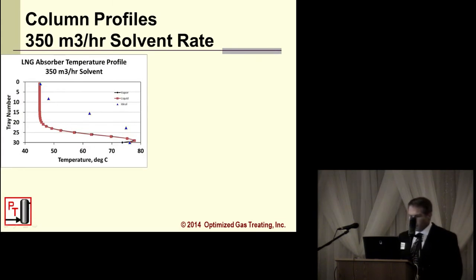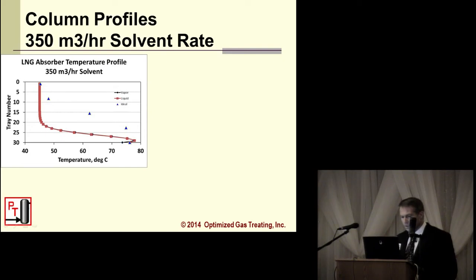And I've got plotted as a function of the tray count, 1 would be the top of the column, 30 the bottom. First, the temperature profile. And the liquid and the vapor temperatures in the rate model are pretty close to each other. And there's a bit of a bulge down near the bottom of the column. That same column modeled with those 5 ideal stages are the blue triangles.